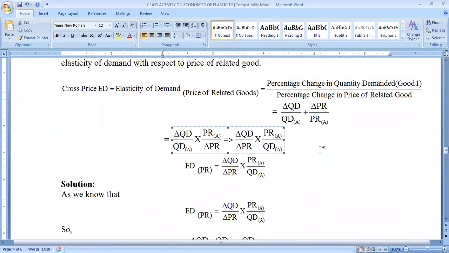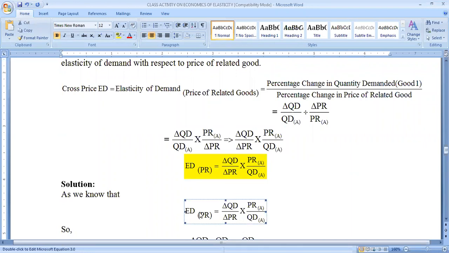Now, further simplifying the formula by following the previous procedure that I've already explained, the sign of division should be converted to the sign of multiplication. Then the formula becomes delta QD over QD at point A multiplied by PR at point A divided by delta PR, or delta QD over delta PR multiplied by PR at point A divided by quantity demanded at point A. The simplified form can be written as delta QD over delta PR multiplied by PR over QD at point A.